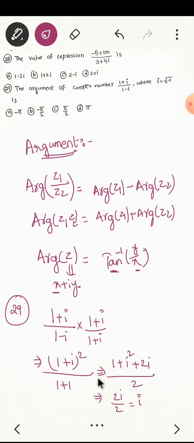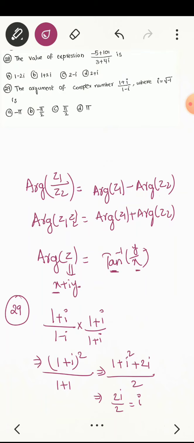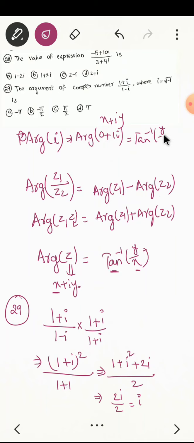Then what you will get? Minus 1 plus 1, minus 1 cancel, 2i by 2, that will be i. We got i. After getting i, what can I do? The argument of the complex number i, I can compare with 0 plus 1 into i. That means x plus iy. The x value is 0, the y value is 1. Tan inverse of y by x, tan inverse of 1 by 0. Where will you get 1 by 0? At pi by 2, at 90 degrees. So pi by 2 is the correct answer.